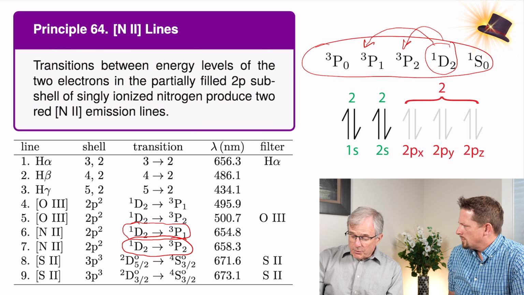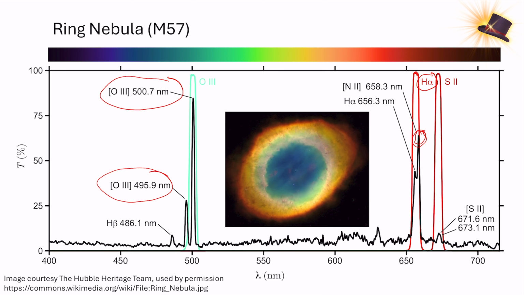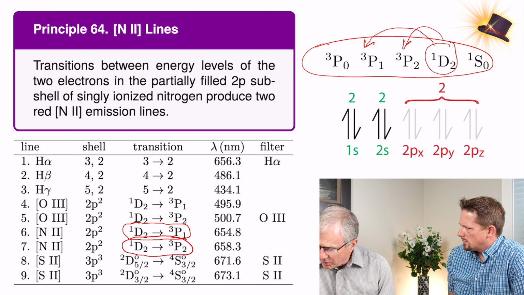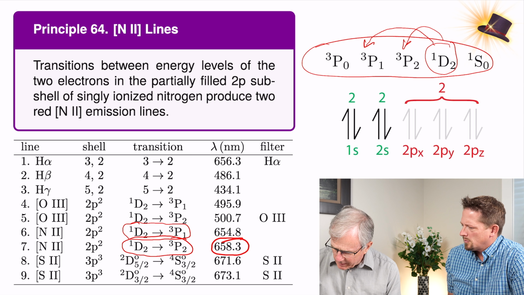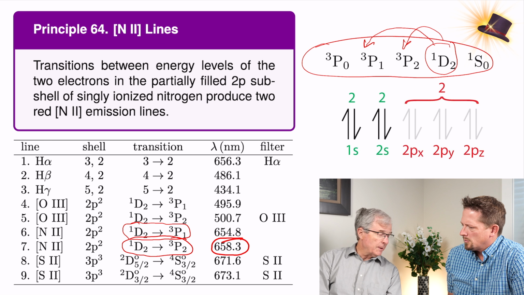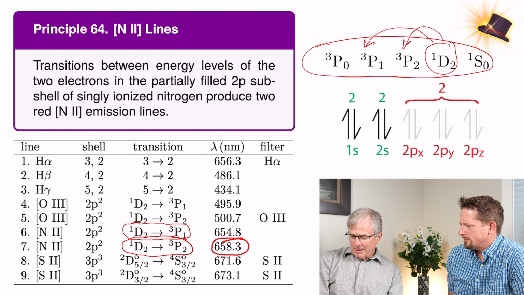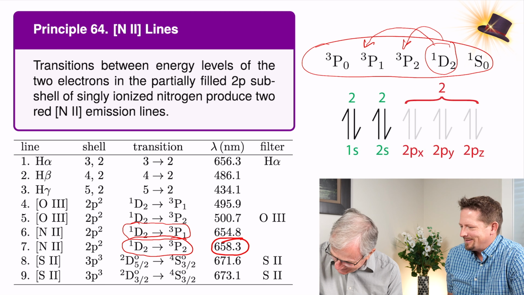So those are the 2 nitrogen lines, one of which comes really close. This one here is a 658.3 nanometer line. That's this bad boy right here for nitrogen. Any questions about nitrogen? Yeah. Okay, great.